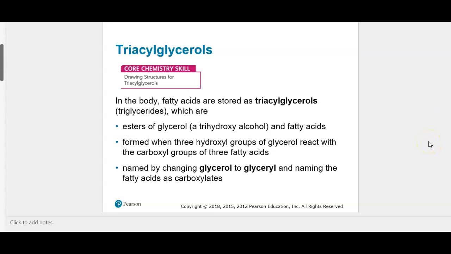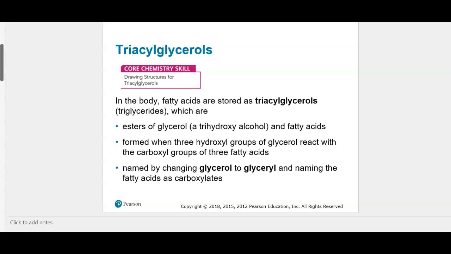So much for waxes. Let's move on to triacylglycerols, and sometimes you'll see triglycerides, as I've said. These are the way fatty acids are stored in the body. They're esters again. They're triesters. You take glycerol and you esterify each of the hydroxyls with a fatty acid, and you've got a triglyceride. It's similar to a wax, except that it's a triester instead of a monoester.